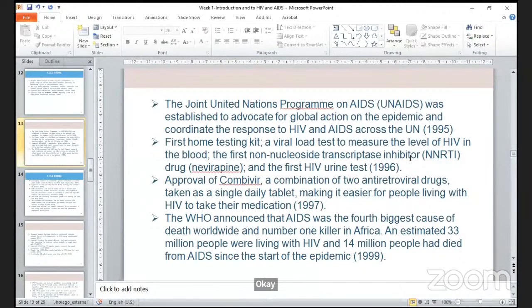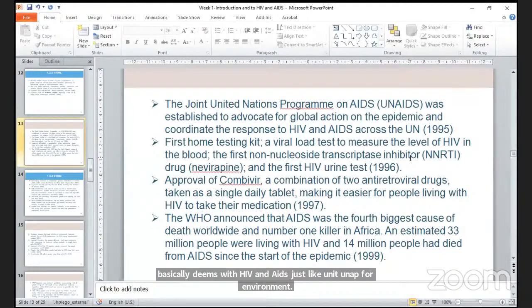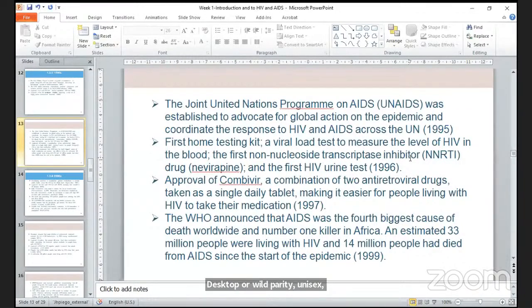Then we have 1995, that's the formation of UNAIDS. UNAIDS is a branch of the United Nations that basically deals with HIV and AIDS, just like UNEP for environment, UNESCO for World Heritage, UNICEF for children. So there is also UNAIDS that deals with AIDS as a subsidiary of the United Nations.